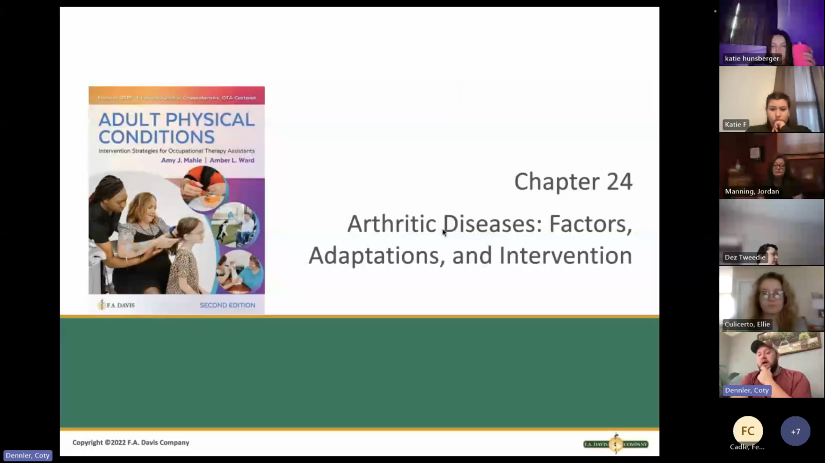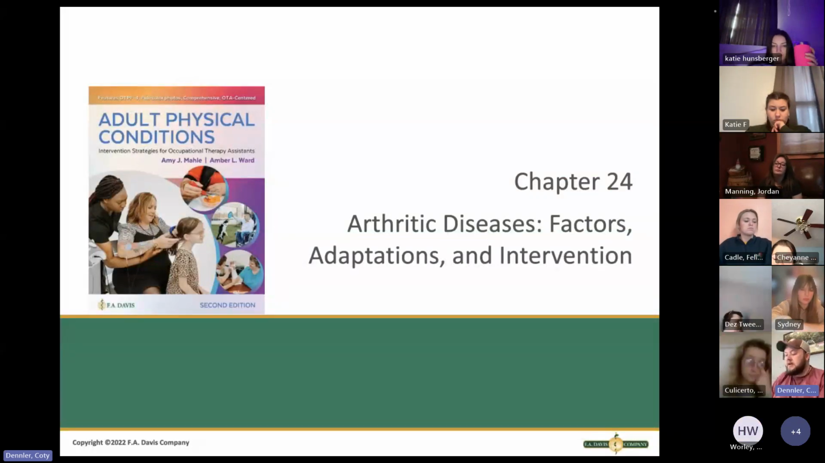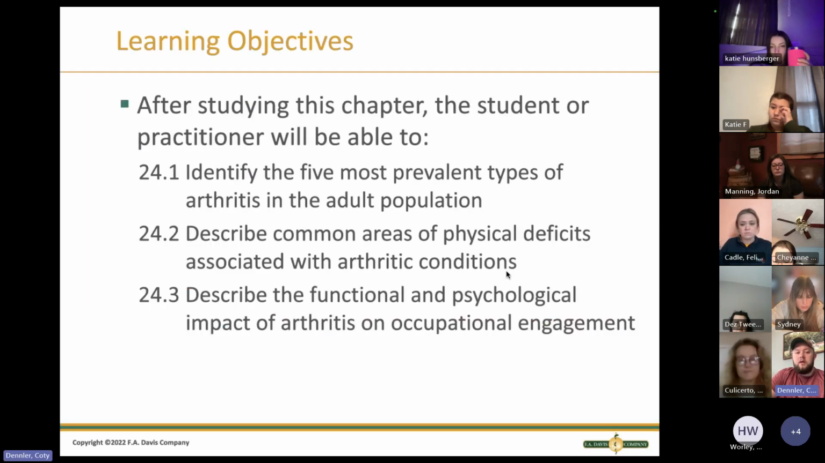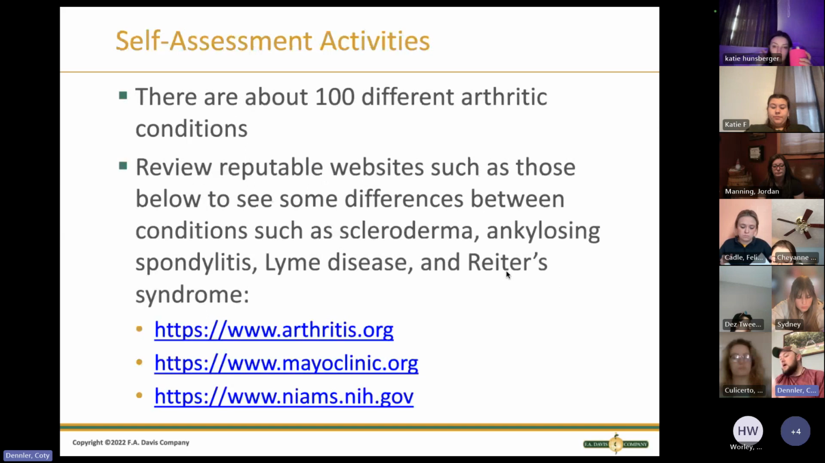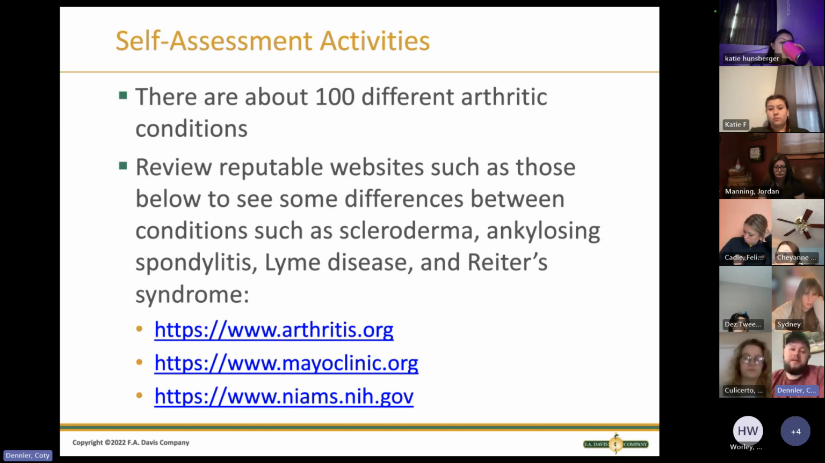So we're going to talk about arthritis, arthritic diseases, different adaptations you guys can do, and some interventions to go along with it. So there's our learning objectives. There are about 100 different types of arthritic conditions, meaning there's tons of different ways that arthritis, either by disease or what joint it affects or organs it affects or whatever. There's so many different things.